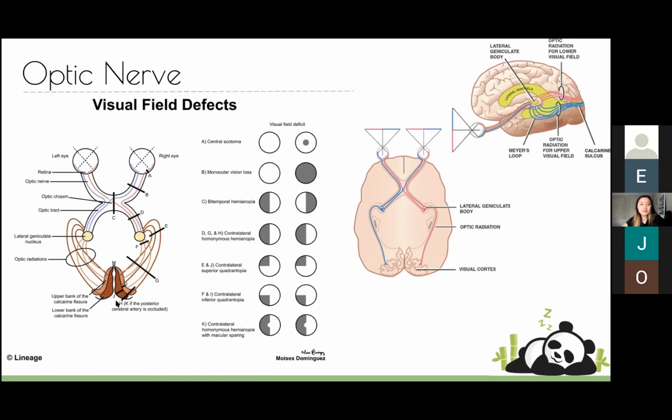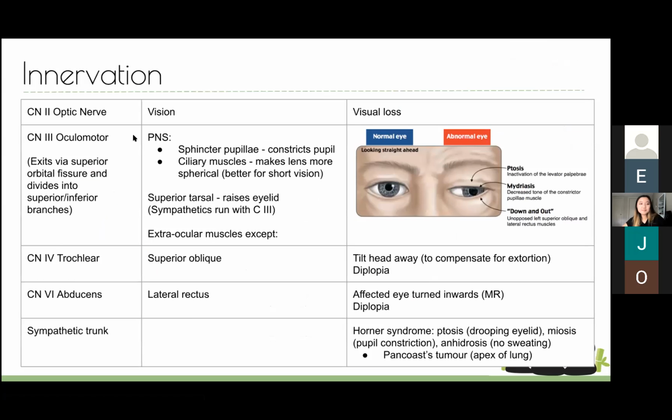But I think, yeah, you spare the macula because there's some compensation of that on the other side, I think. Innervation of the eye. CN2 or optic nerve does your vision, so you get visual loss. CN3 does oculomotor. Yeah, so that's got some PNS. So it constricts your pupil and it makes your lens more spherical by contracting the ciliary muscles.